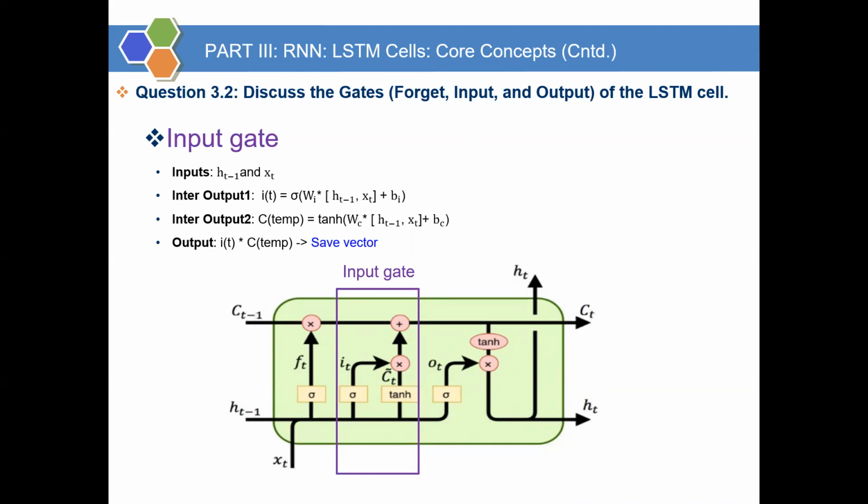Next, the input gate modulates the inputs into the values between -1 and 1 by using the tanh activation function and produces a ctemp. Then IT and the ctemp are multiplied to obtain the final output of the input gate. The final output is the useful information from the inputs that will become part of the new cell state at the time step t and is called the save vector. The save vector will be added to the current cell state and make the new cell state.